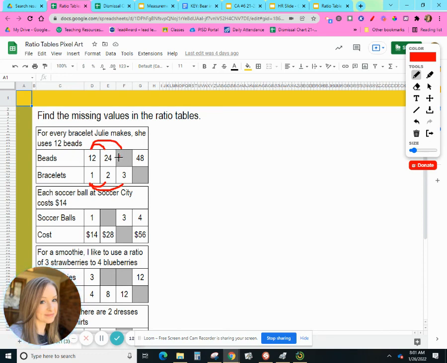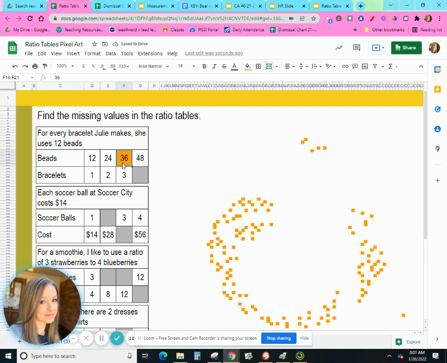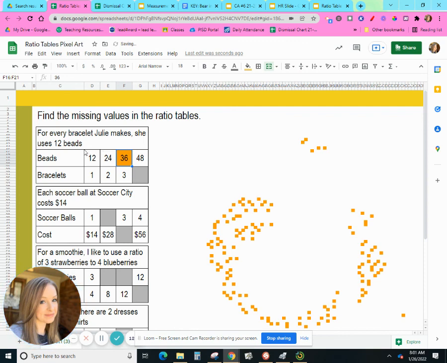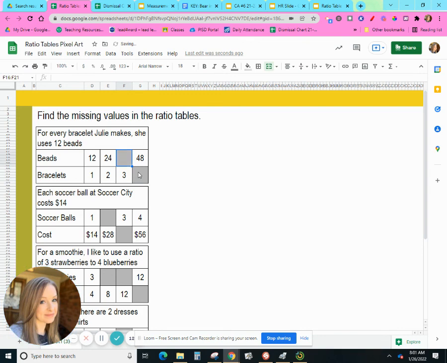So I would put 36 in that one, and let me just show you what that's going to look like. When I type in 36, it's going to turn a color. If it doesn't turn a color, like let's say I had put in 3 on accident, it stays white. So if it stays white, that means it's wrong. So you want it to turn a color. And then on this last one, 12 times 4 is 48, so we're going to do 1 times 4, which is 4. Okay, so hopefully this makes sense to you.